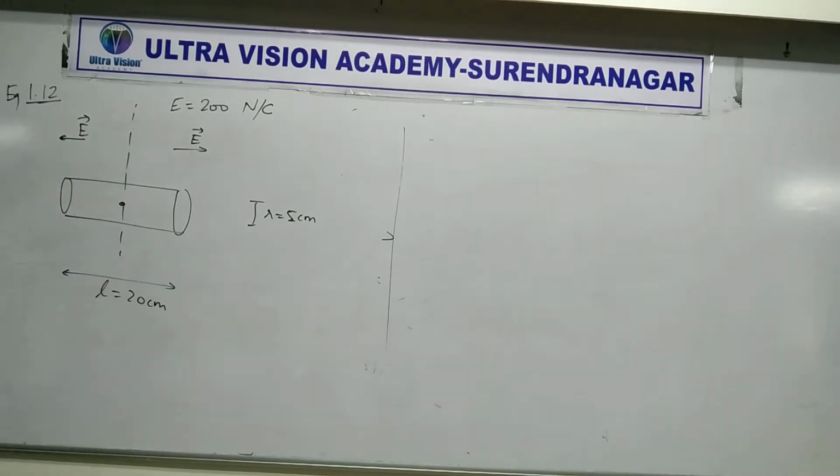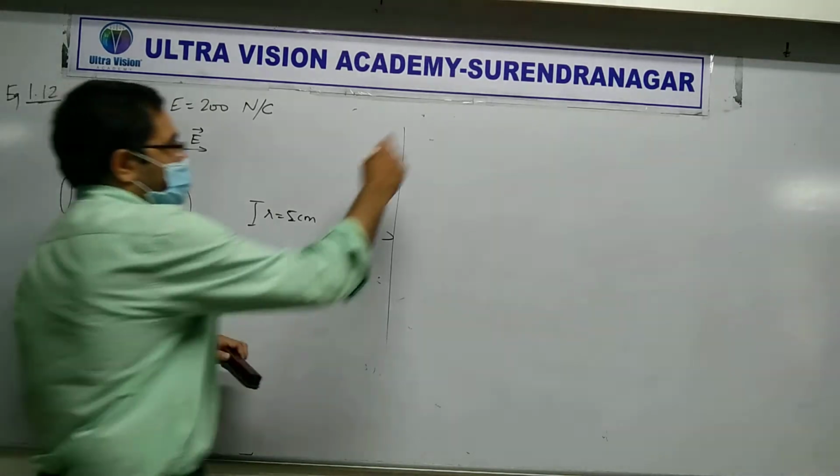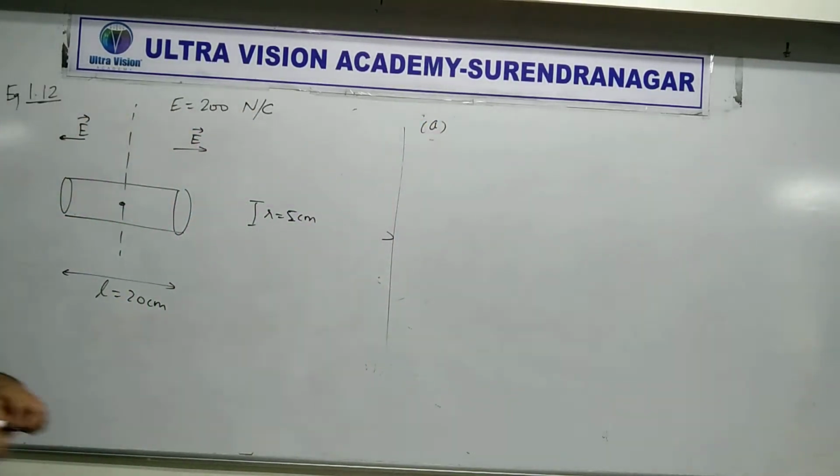We have to find the net outward flux through the cylinder, and through each flat piece. Everyone understands that? Okay, let's find it for the right side.